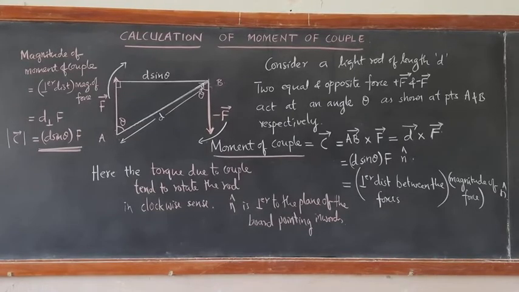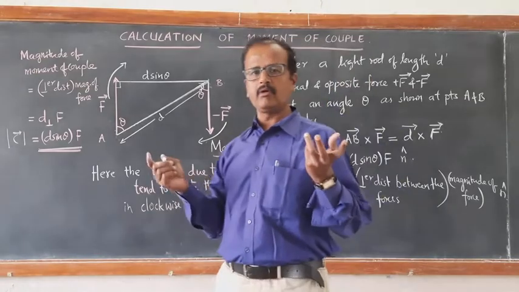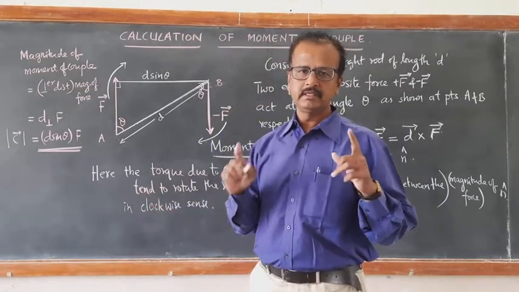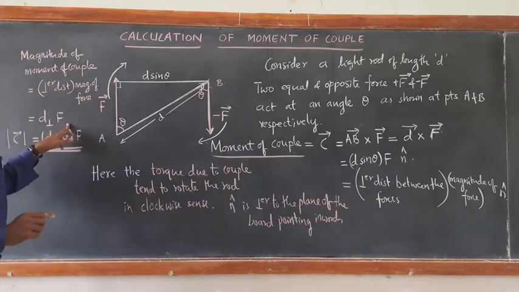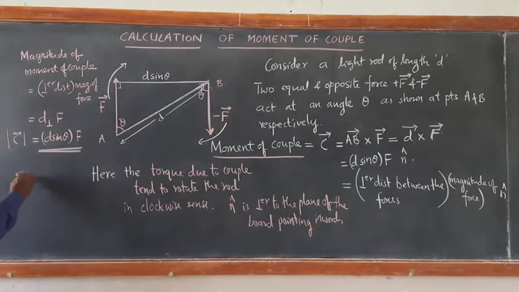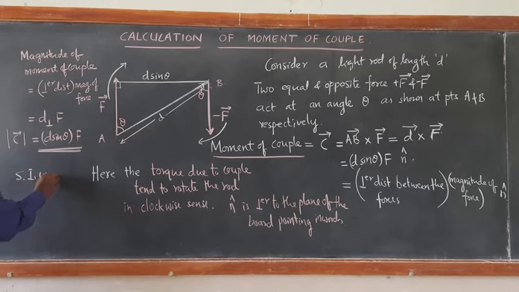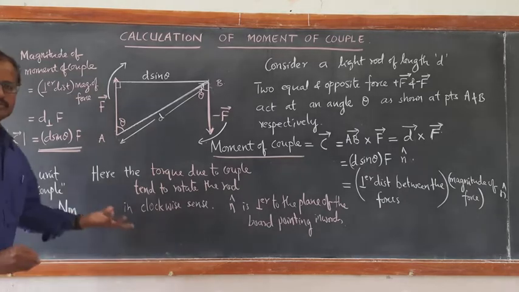Now the SI unit of couple or moment of couple or torque is always the same. Perpendicular distance is measured in meter, force is measured in Newton. So Newton meter. So the SI unit of couple or moment of couple is Newton meter, which is also Joule.